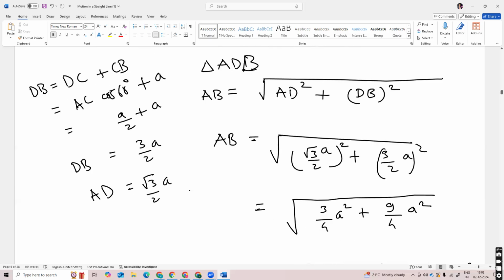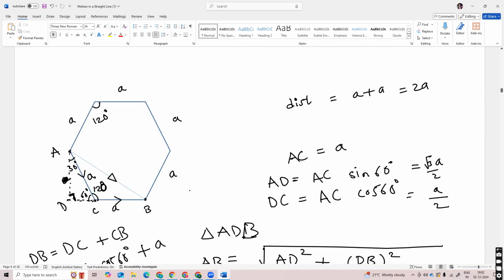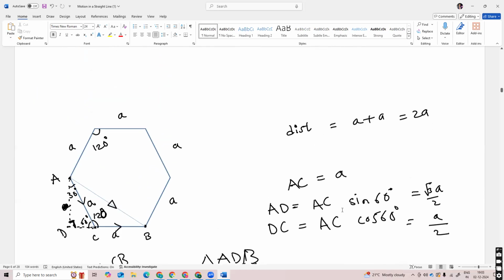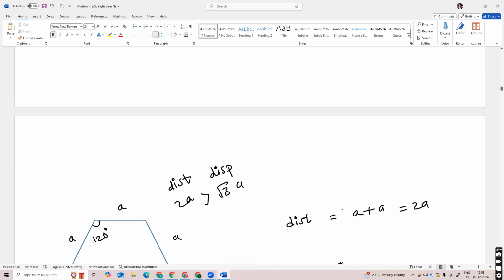Now we have seen various examples. We have seen that the person traveled from point A to C along this side of the polygon, then C to B along this side, and we found that the total distance was 2a, whereas the displacement between A and B was square root 3 times a. So in this case the distance was 2a and displacement was root 3a. As you can see, the displacement was lesser than the distance.